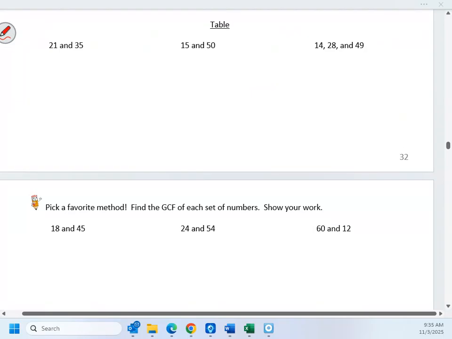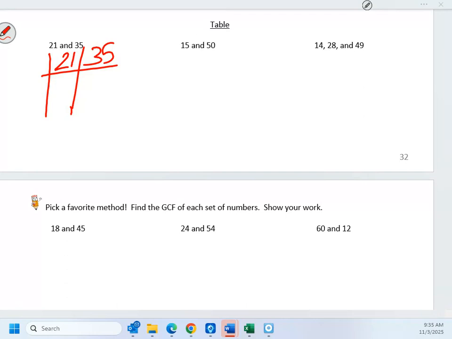So for the table method, we have to make a table. So we're going to have 21 and 35 at the top. What we look for is prime numbers that we can divide out of both. So what can we divide out of both 21 and 35? Rhoda? 7. So I'm going to put the 7 down here because I'm dividing it out.